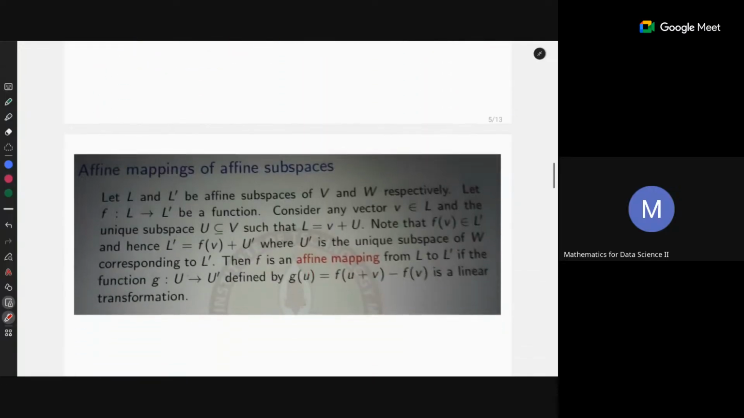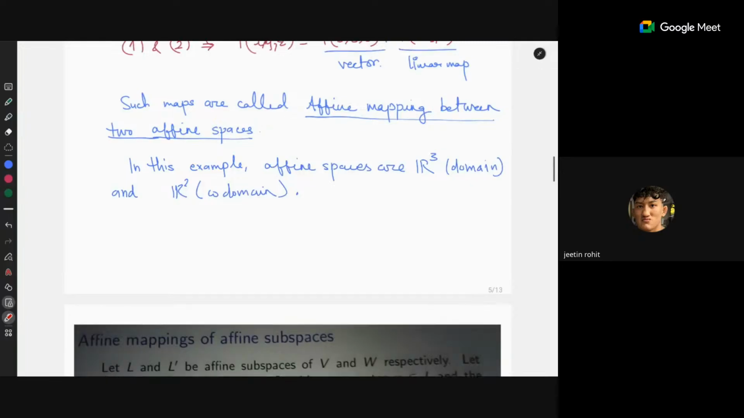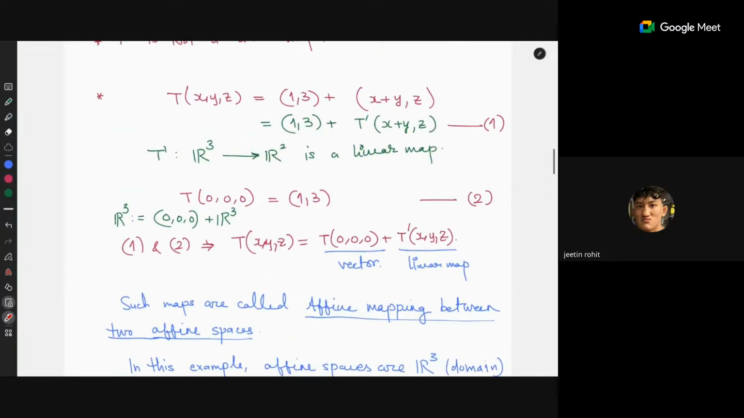Yes, Jitin. So T of (0, 0) is always going to be in the form of a linear mapping, right? I mean, an affine mapping.